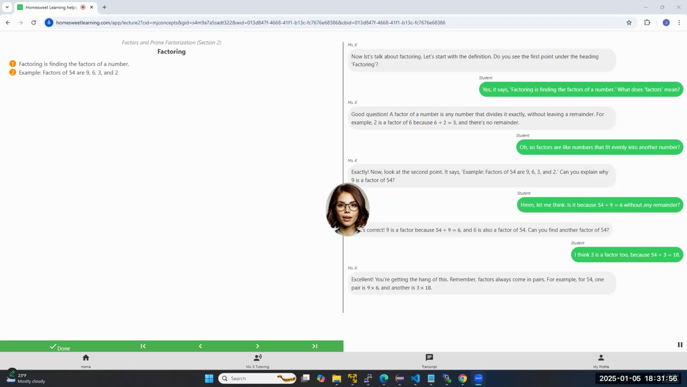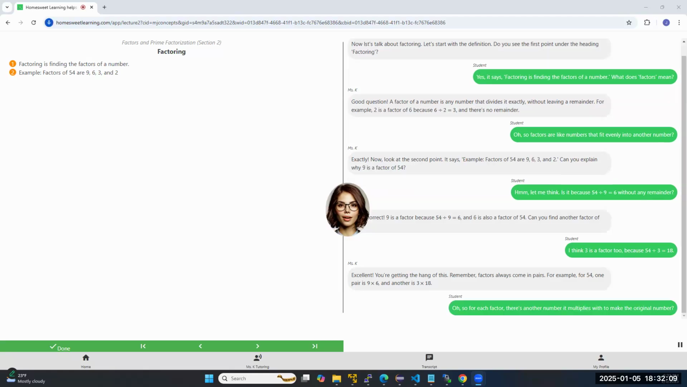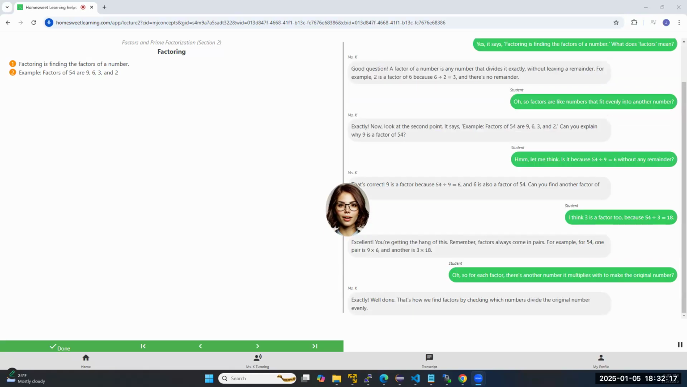Excellent. You're getting the hang of this. Remember, factors always come in pairs. For example, for 54, one pair is 9 times 6, and another is 3 times 18. Oh, so for each factor, there's another number it multiplies with to make the original number. Exactly. Well done. That's how we find factors by checking which numbers divide the original number evenly.